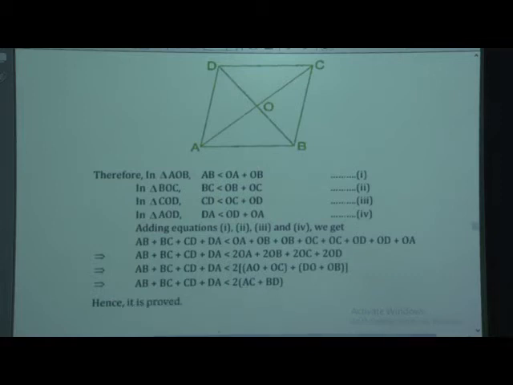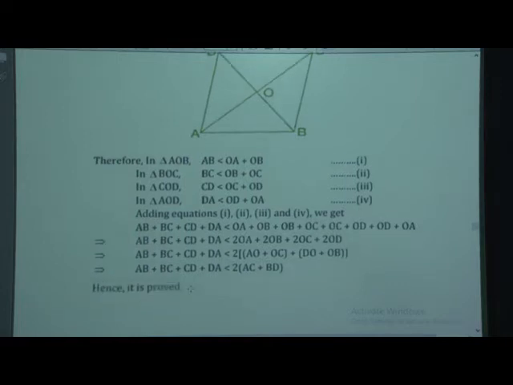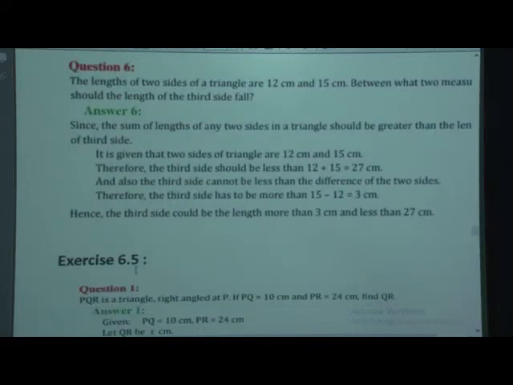I think you understood this, because we had done a similar example. So it was easy for you to write the steps for this. Now the lengths of 2 sides of a triangle are 12 centimeter and 15 centimeter. Between which 2 measures should the length of the third side lie? Since the sum of the lengths of any 2 sides in a triangle should be greater than the length of the third side, you know very well.